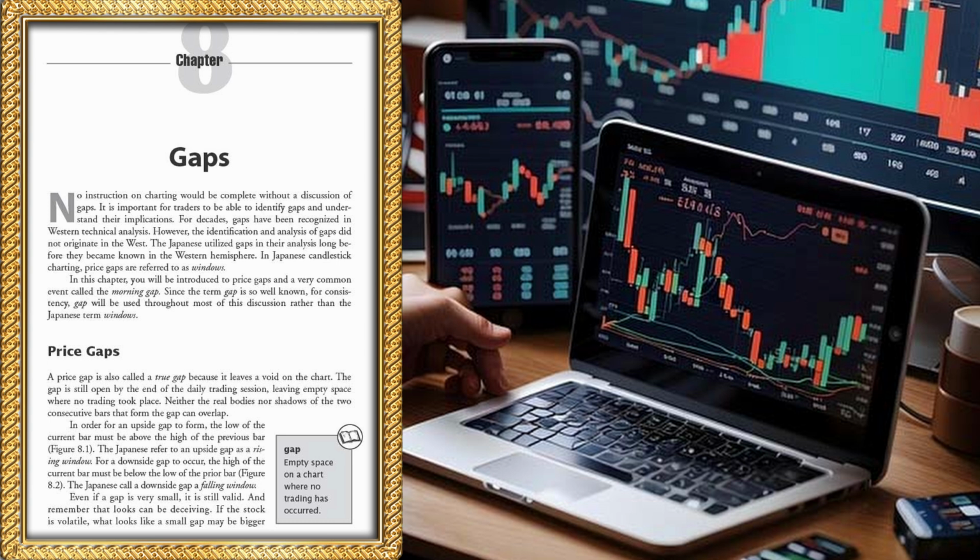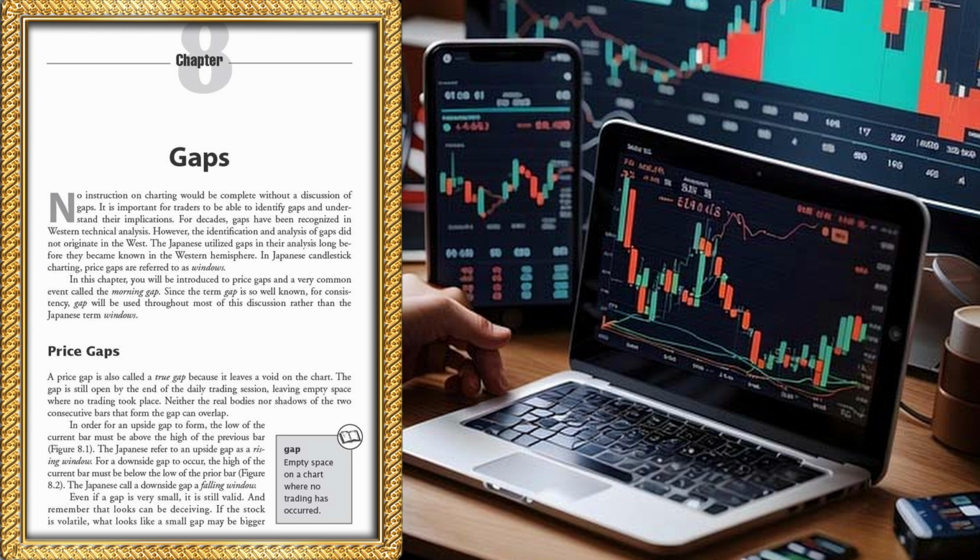In this chapter, you will be introduced to price gaps in a very common event called the morning gap. Since the term gap is so well known, for consistency, gap will be used throughout most of this discussion rather than the Japanese term windows. Price gaps. A price gap is also called a true gap because it leaves a void on the chart.